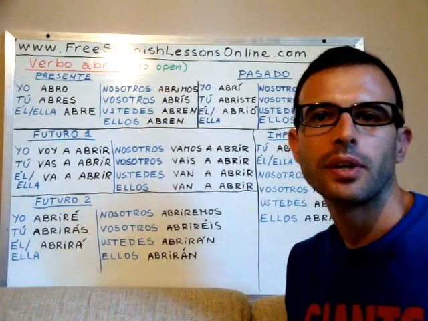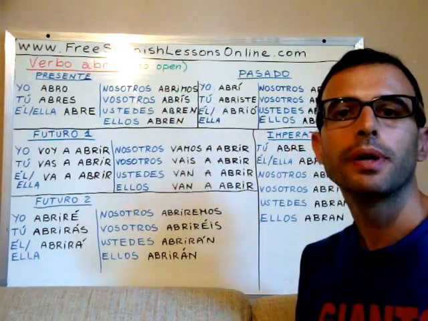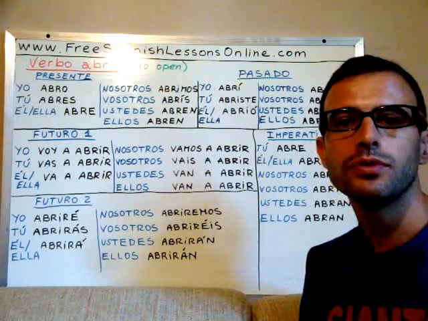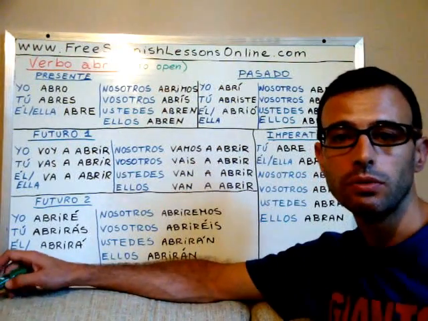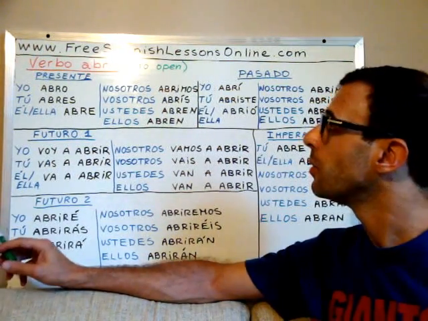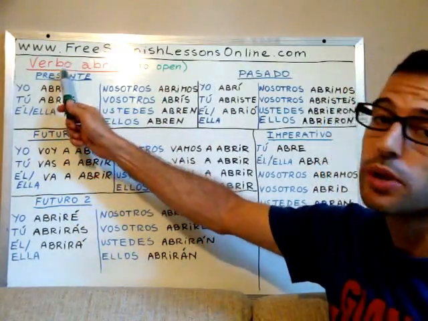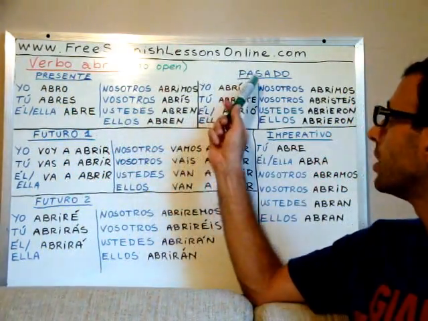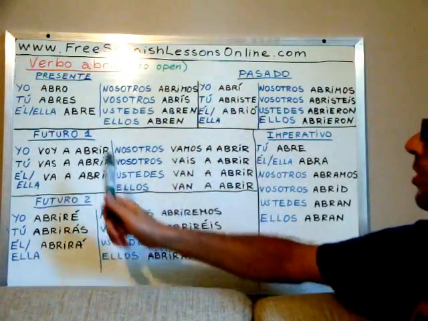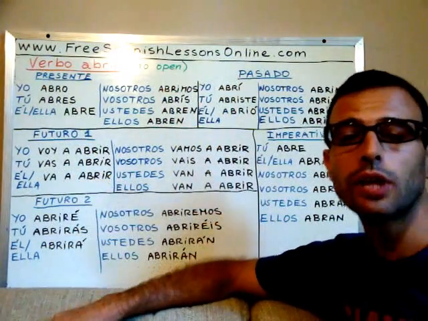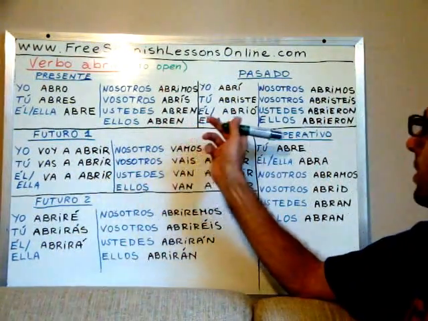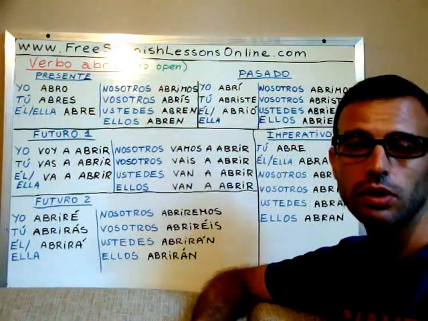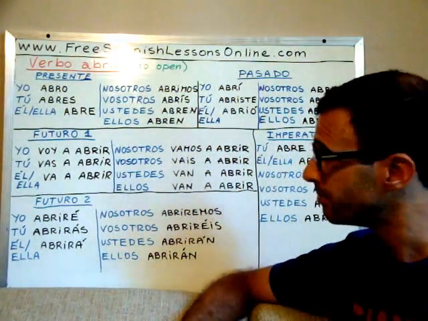Hi again. Today I want to show you the verb abrir, that means to open. We will see several conjugations, at least the most used ones, okay? We will conjugate the verb abrir into present, simple past, the two types of future and imperative, okay? So these would be the most used verbal tenses.